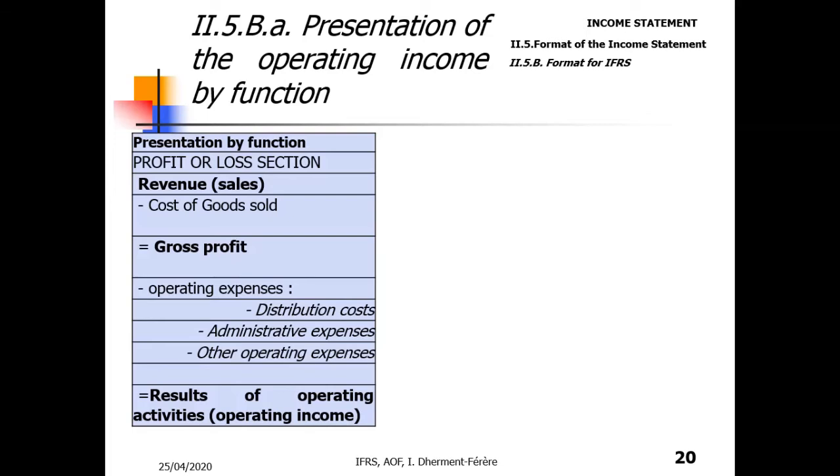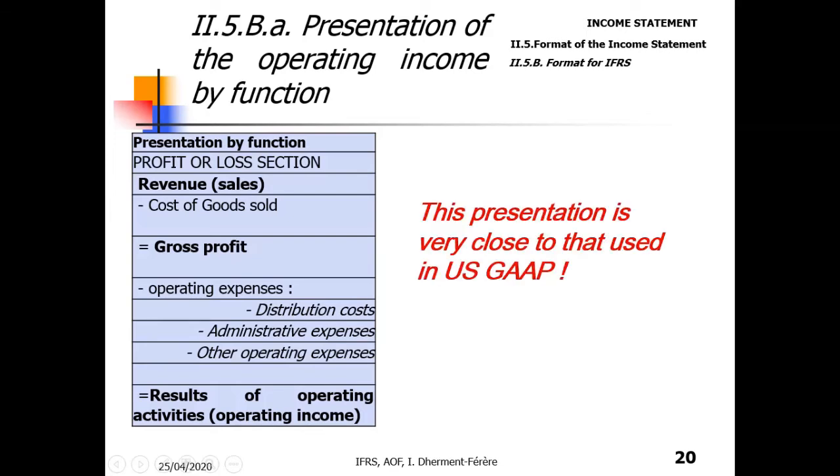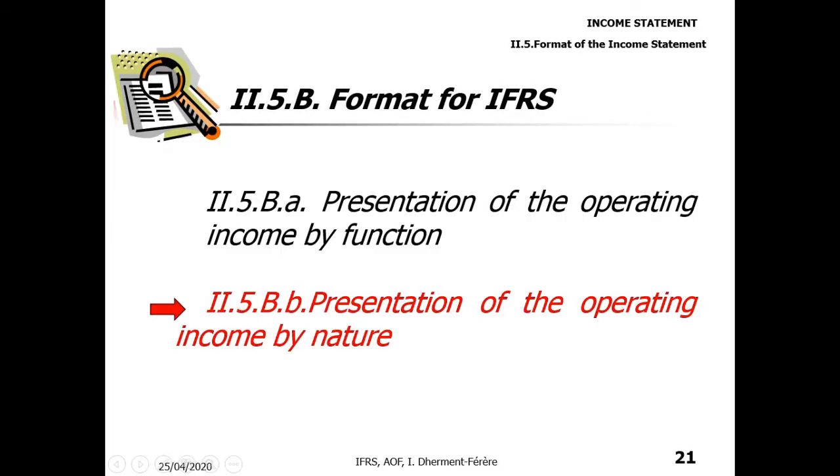So, the presentation by function, you have profit or loss section, revenue or sales, minus cost of goods sold, equals gross profit, minus operating expenses, that is, minus distribution costs, minus administrative expenses, minus other operating expenses, equals results of operating activities, that is operating income. You can see that this presentation is very close to that used in US GAAP. Second presentation, the presentation of the operating income by nature.